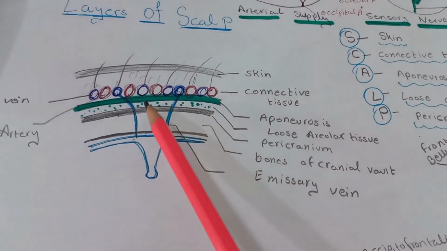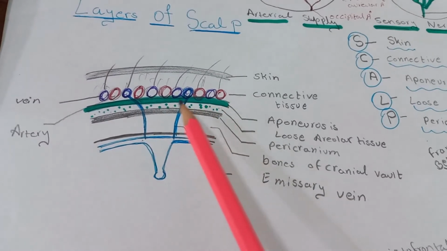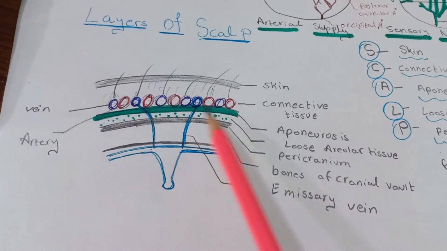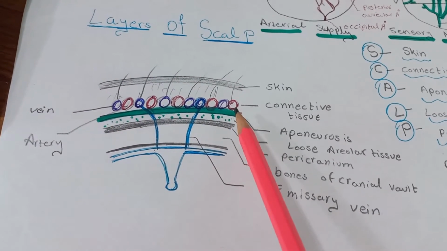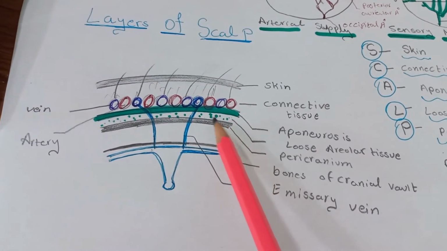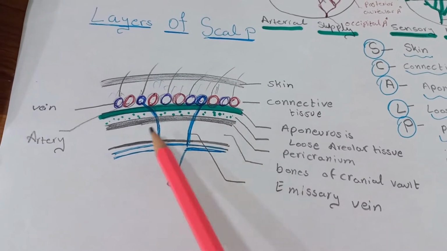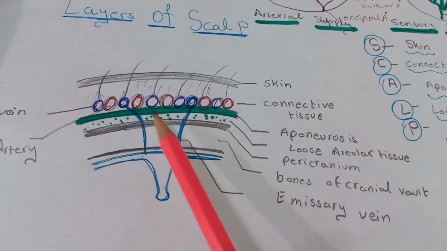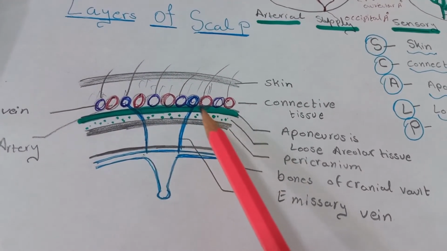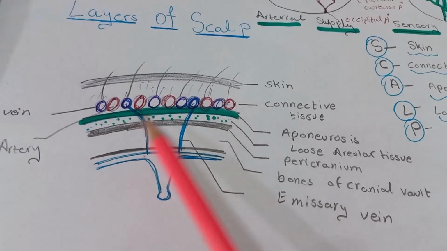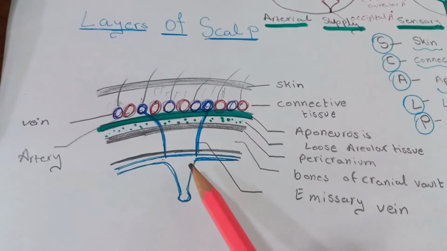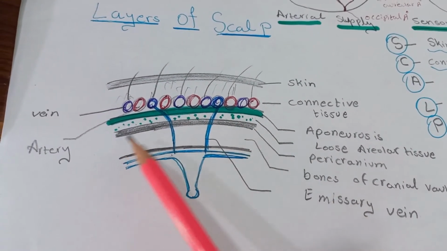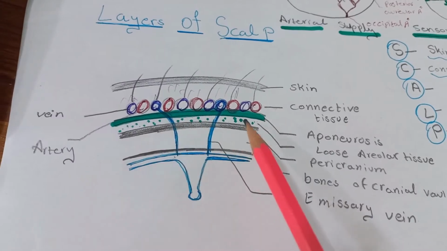Fourth layer is the loose areolar tissue layer. As you can see, the loose areolar tissue layer fills the subaponeurotic space and it connects the aponeurosis with the underlying pericranium. Emissary veins and small arteries are present in this loose areolar tissue. The last layer, which is the fifth layer, is the pericranium. As the name suggests, pericranium covers the skull bones.